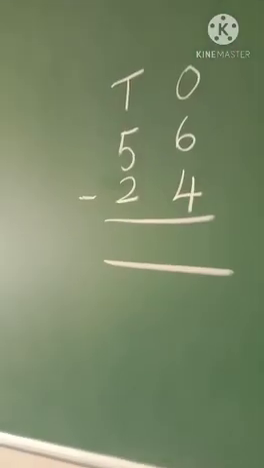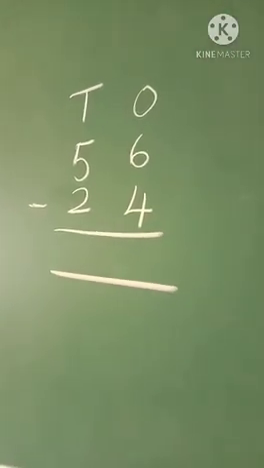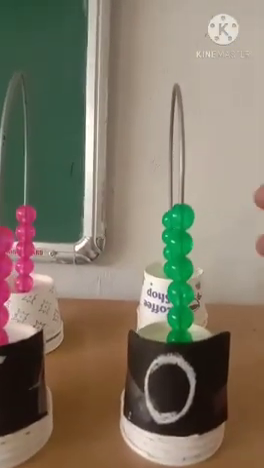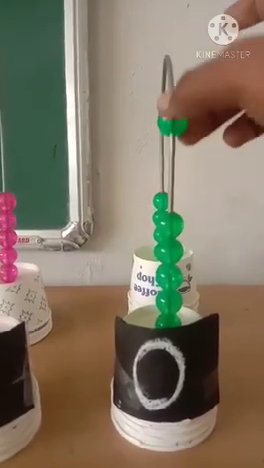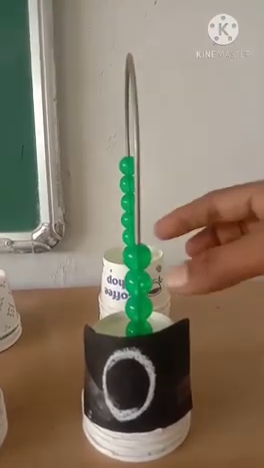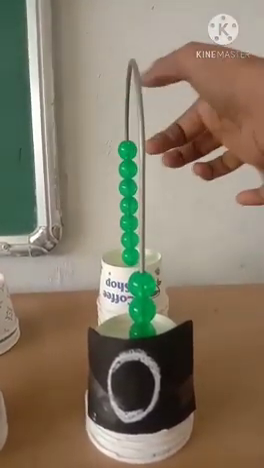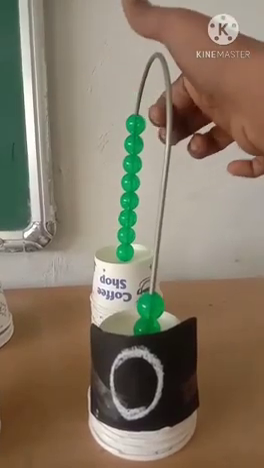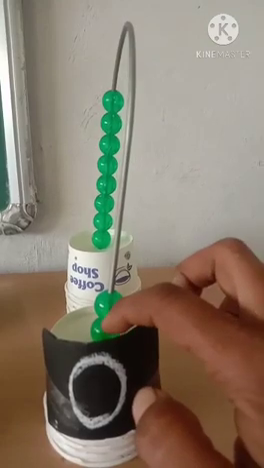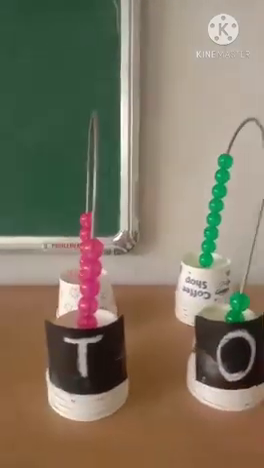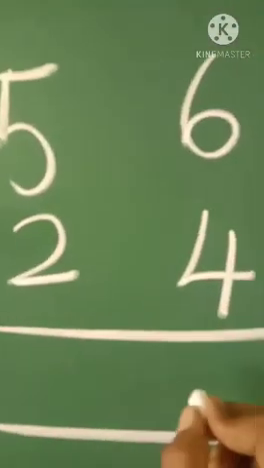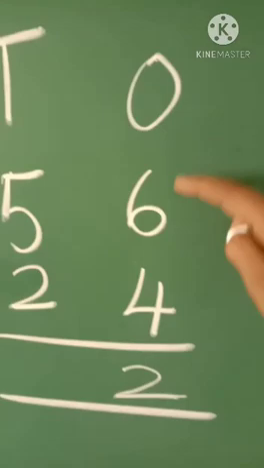Now we are going to subtract 24 from 56. So we are going to take away 4 from 6 beads. Shall we move? Yes. 4 beads. 1, 2, 3, 4. Yes. So, how many beads remaining? 1 and 2. So, we got 2 beads in the ones place. So, we are going to write 2 in the ones place.